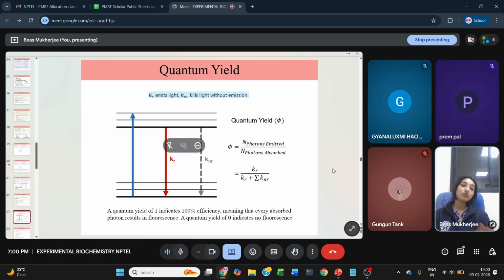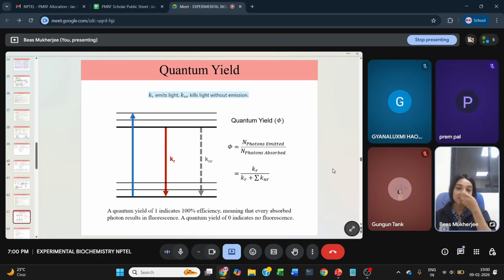Now there is something called quantum yield. This often comes in exams, that is why I've included this. So what is this? Quantum yield is something very direct. The number of photons emitted divided by the number of photons absorbed. If the quantum yield is 1 or 100%, that means in that sample there is no loss of energy. However many photons were absorbed, that many photons have been emitted, right? So a quantum yield of 0 indicates no fluorescence.